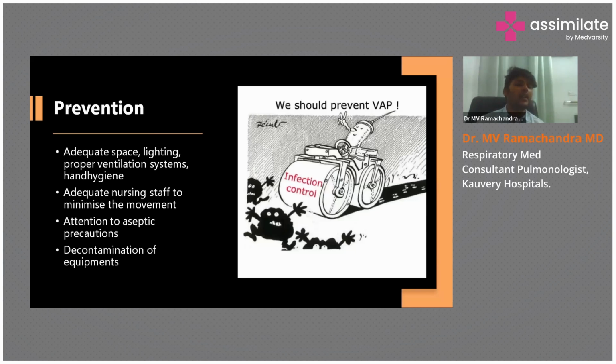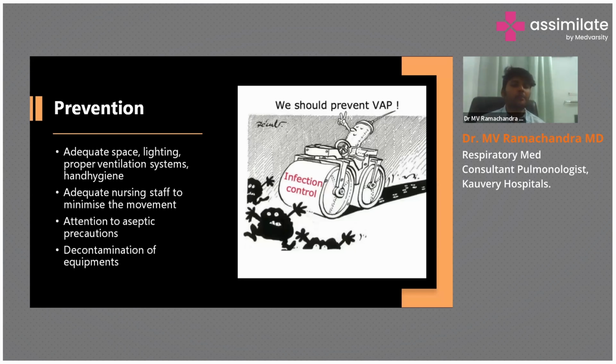Next is adequate nursing staff to minimize the movement. Many hospitals have a problem that adequate staff are not available, so each staff member tends to attend 2 to 3 patients. Among 3 patients, if a patient has an MDR bug, they tend to carry it so that the other patients also get infected. So adequate nursing staff should be there to minimize the movement.